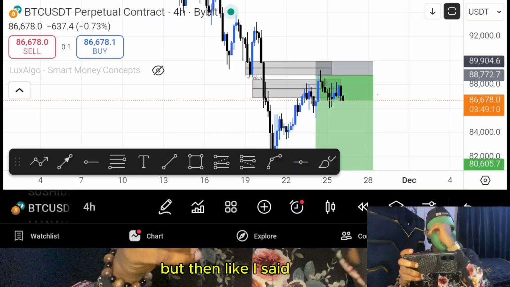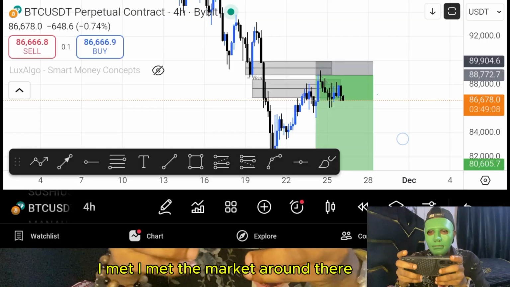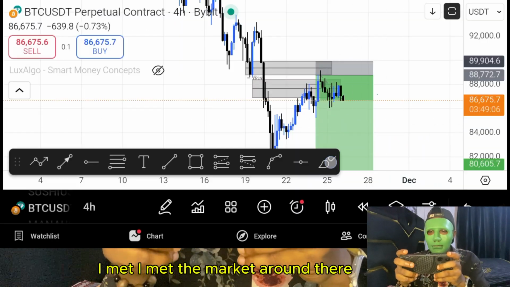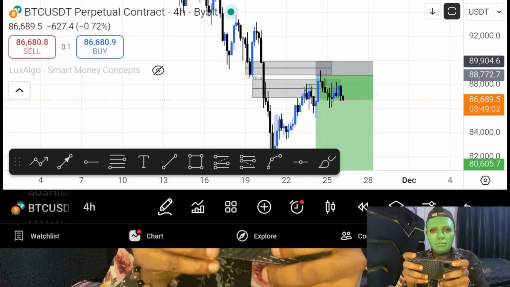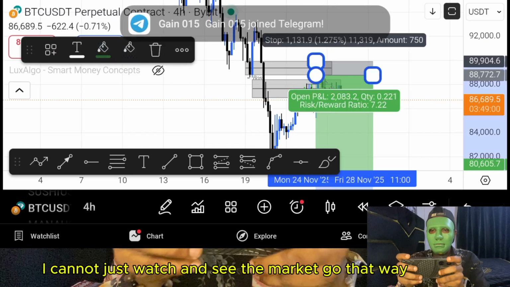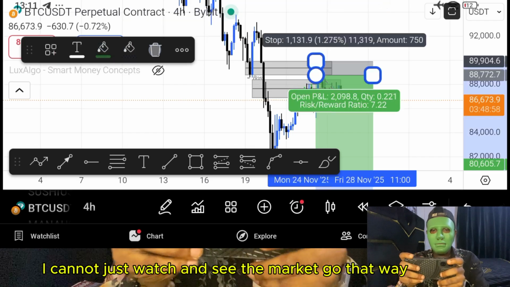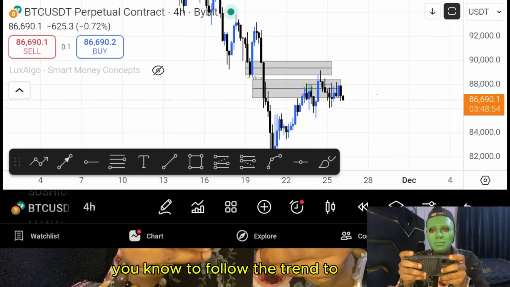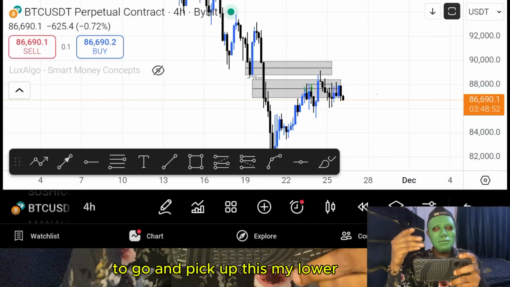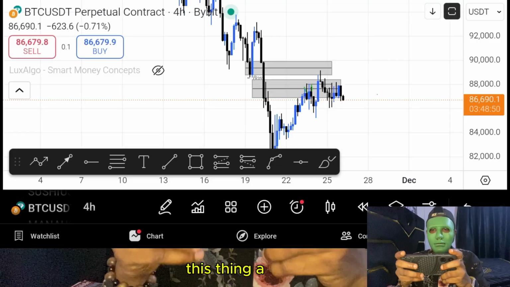But then, like I said, I met the market around there. So, because I cannot just watch and see the market go that way, I had to follow the market, or look for a way to follow the trend back up, to go and pick up my lower breaker block.